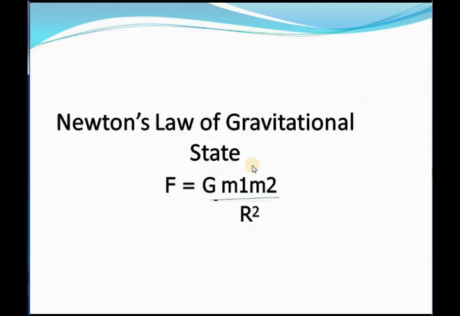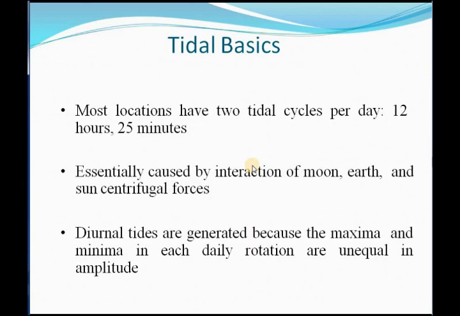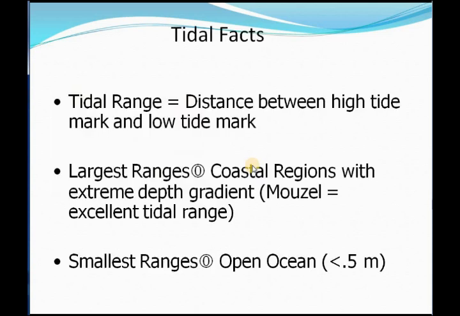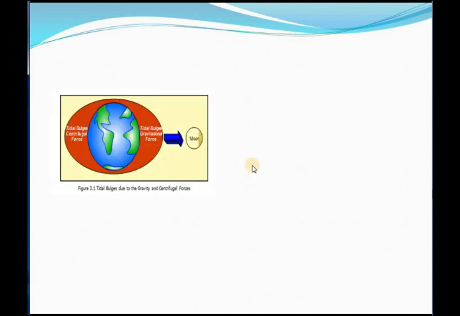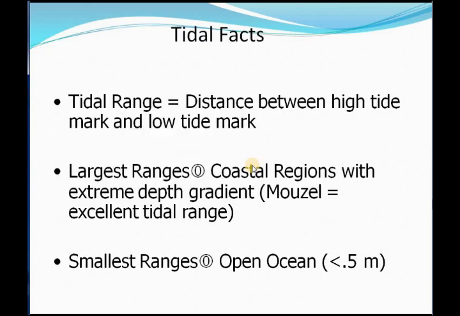Okay, so if you see here, the earth is rotating on its surface for a complete lunar day, which is 24 hours and 50 minutes. This is the reason why the tides are delayed approximately 50 minutes each day. So the high tides or the low tides that we are experiencing will shift by 50 minutes each day. Now we see the tidal facts.